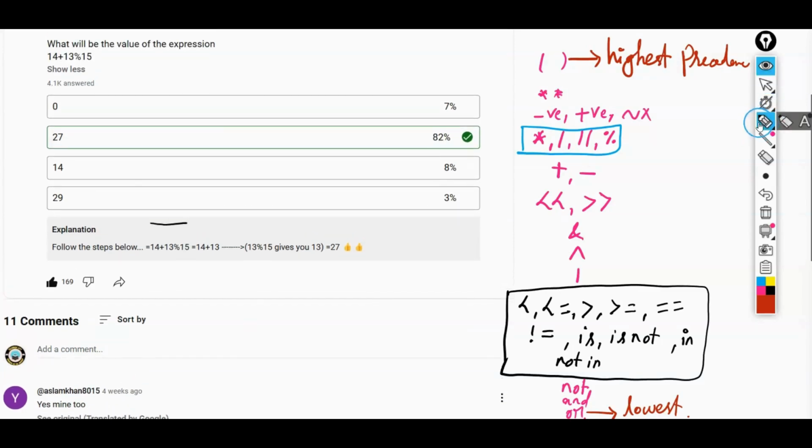So what is our question? Our question is 14 plus 13 mod 15. Let me write it here: 14 plus 13 mod 15. So let us check with the precedences one by one.